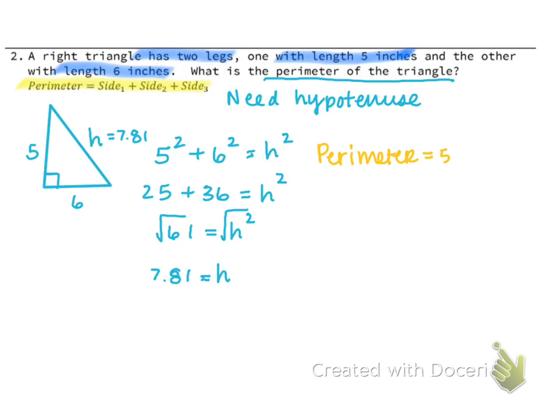And to find the perimeter there, I have the equation, which is just adding all the side lengths together. So you can see I plugged those in there. So the perimeter is 18.81 inches. And that is my final answer.